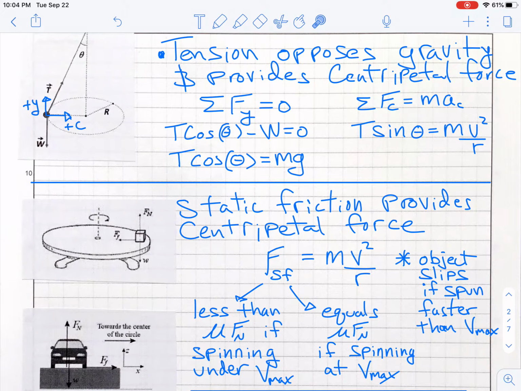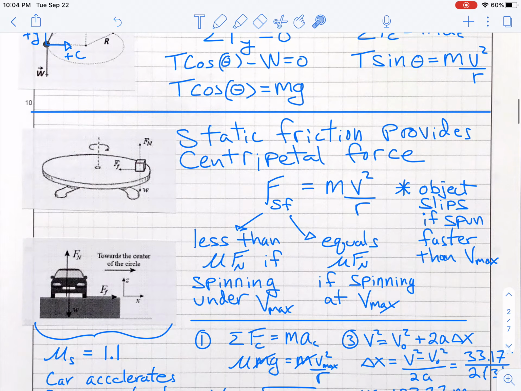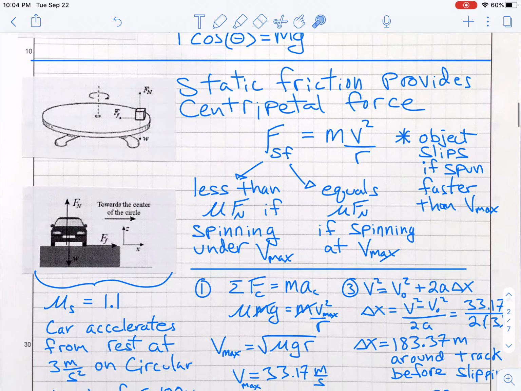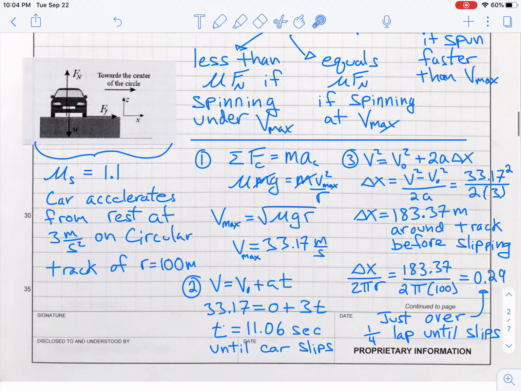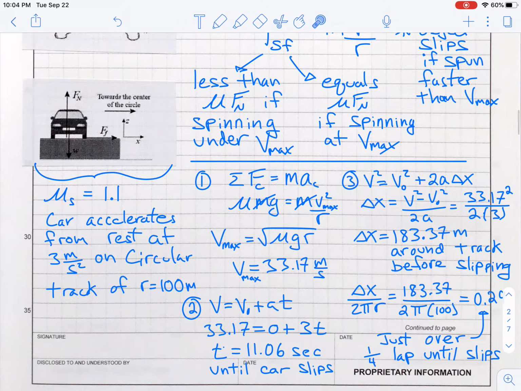But if you're spinning right at that maximum speed, then the force of friction will equal mu F_n. And as I just said, the object slips if you spin faster than that maximum speed. So, in both of those examples up there, I've given some numbers here to make this a little more realistic.